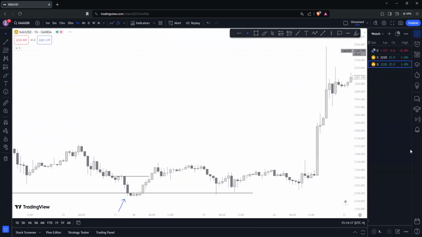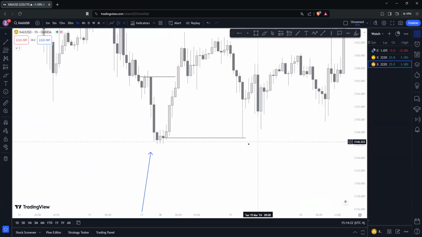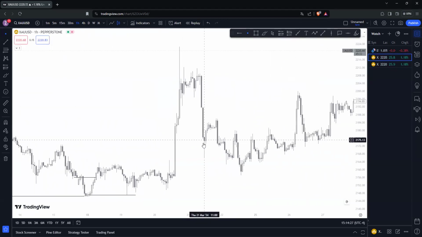On Oanda, I think it touched, yeah. Yeah, on Oanda also it missed, but yeah, this happens. So this is the first entry type. Any questions about this, guys?